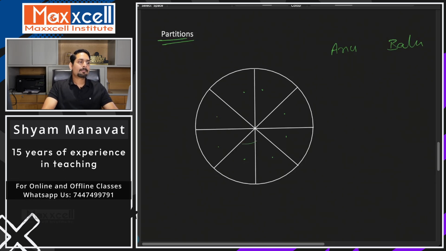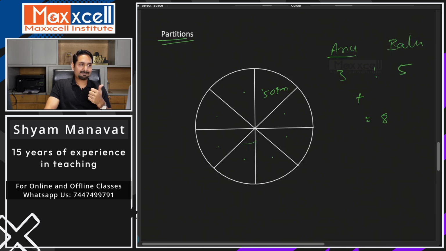Now every portion will have some weight, right? Every portion will have some weight. Let's say every portion is having a weight of 50 grams. Okay. Now see this. Suppose Anu got 3 portions, so obviously Balu got how many portions? 5 portions, because in total there are 8 portions, correct?